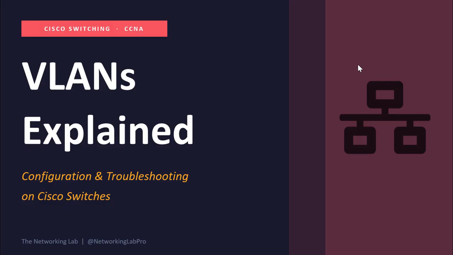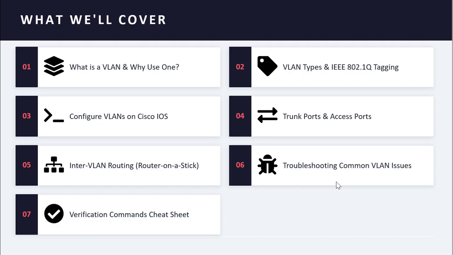Today we're going to cover one of the most important and practical topics in Cisco networking, VLANs. If you have ever been confused about how to set up VLANs, what a trunk port actually does, or why your inter-VLAN traffic doesn't route properly, this video is for you. By the end of the video, you'll be able to configure VLANs from scratch on a Cisco switch, set up trunk ports, route traffic between VLANs using a router, and most importantly, troubleshoot when something goes wrong.